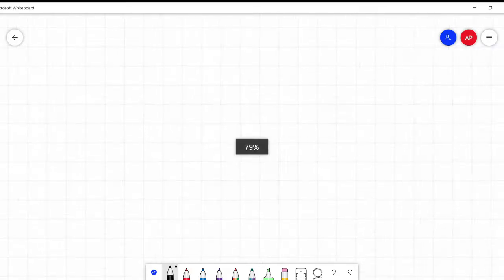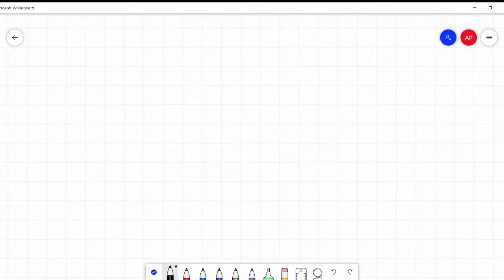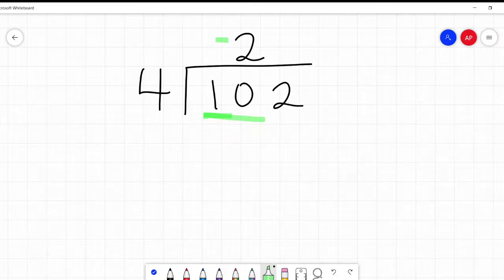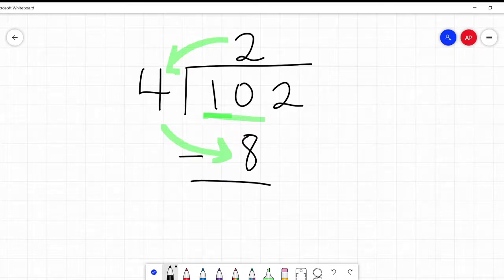Okay, so here is a sort of standard long division. Let's say I had 4 into 102. Our process, we say, does 4 go into 1? No. Does 4 go into 10? Yes, it goes into 10 2 times. Then I multiply back. 2 times 4 is 8. Then I subtract. 10 minus 8 is 2.